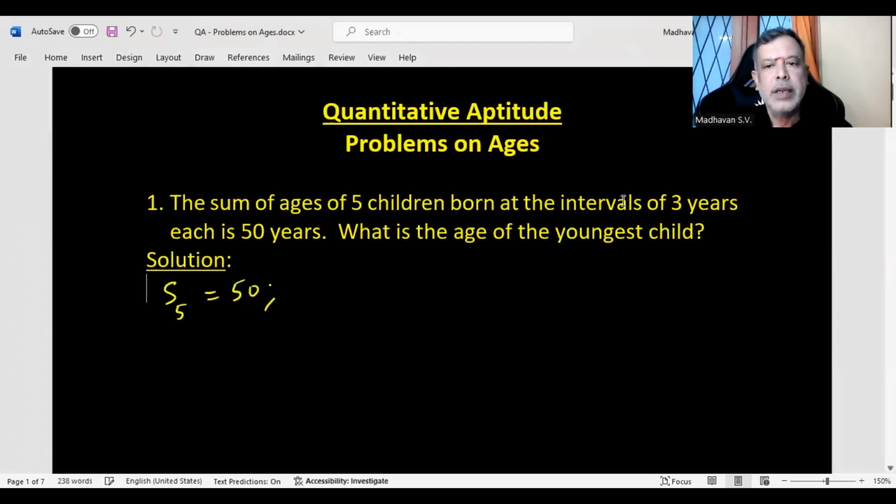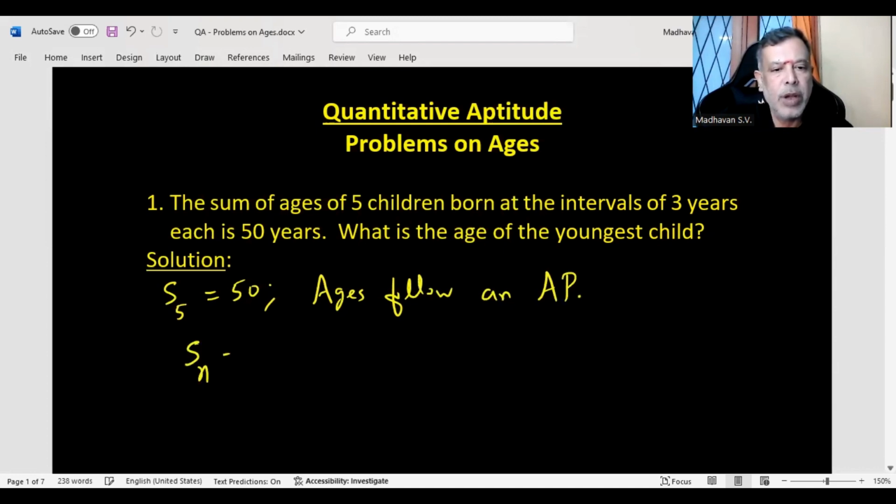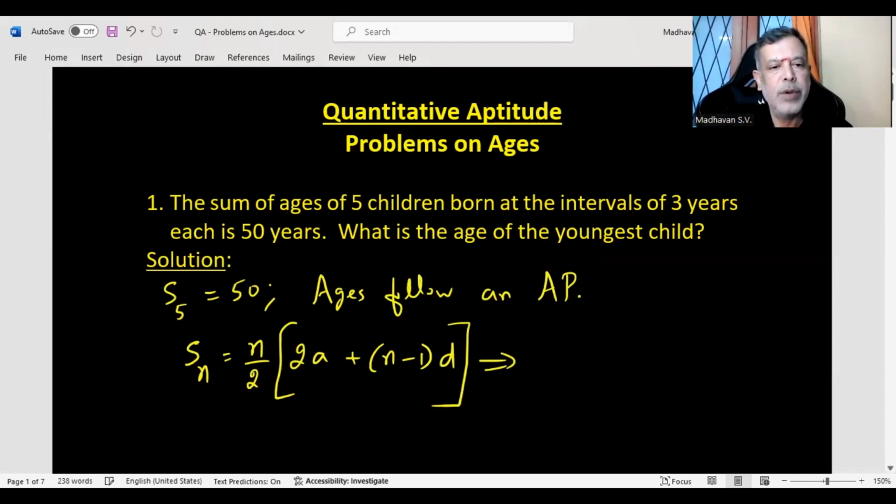Further, they say that they were born at equal intervals of 3 years, which means the ages follow an arithmetic progression. So we can use the Sn formula of arithmetic progression, which is the sum of the first n terms, and that will be n by 2 times 2a plus n minus 1 times d. So here we have been given the value of the sum as well as the number of children.